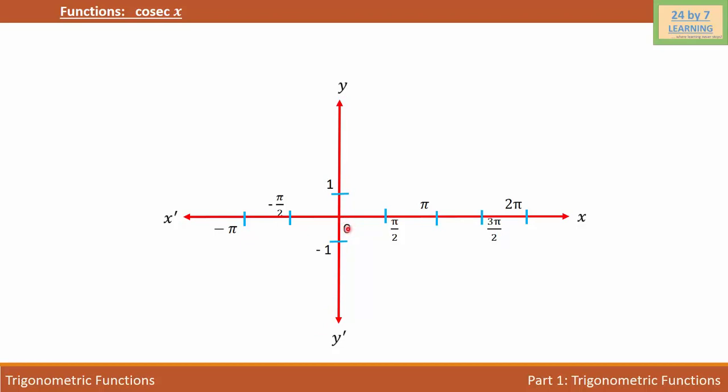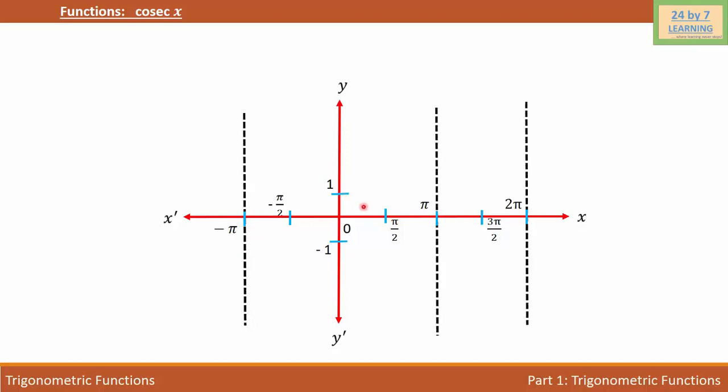The values that I'm considering on the right of the origin are pi over 2, pi, 3 pi over 2, and 2 pi. And the values that we are considering on the left of the origin are negative pi over 2 and negative pi. I'm considering two values on the y-axis, which are basically negative 1 and 1. Now let's draw some vertical lines that pass through the multiples of pi, which are basically these lines. So as you can see, I have vertical lines that pass through negative pi, pi, and 2 pi.